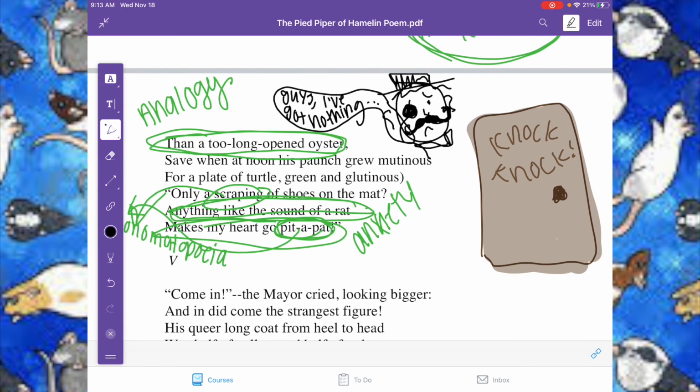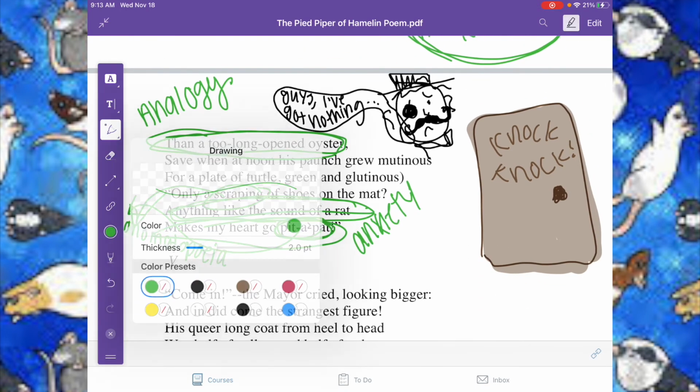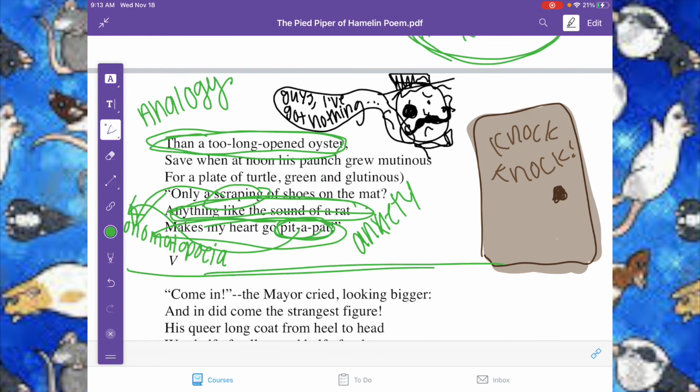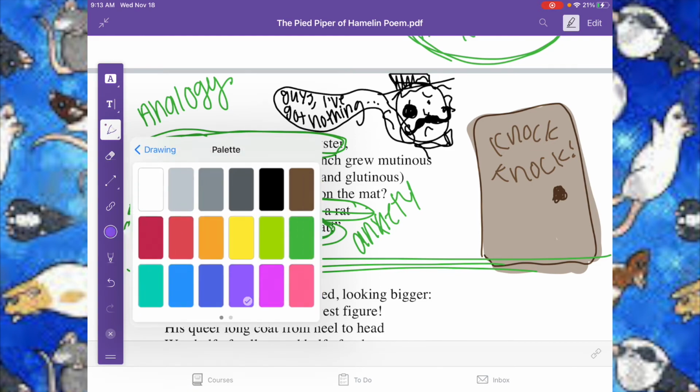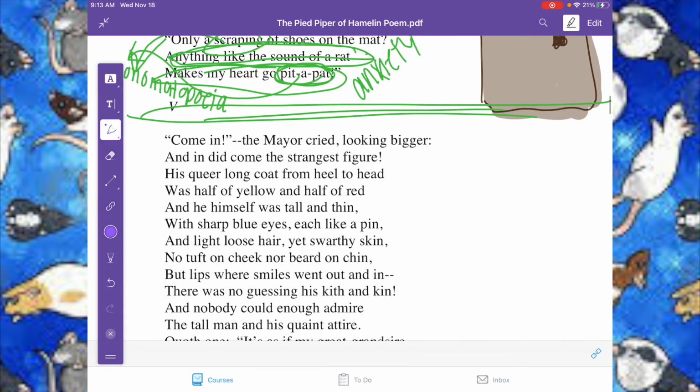All right, so that is stanza 4. Mayor's thinking, he's got nothing. He has no solution to the problem. All right, so now we have stanza 5. This is our last stanza for today.